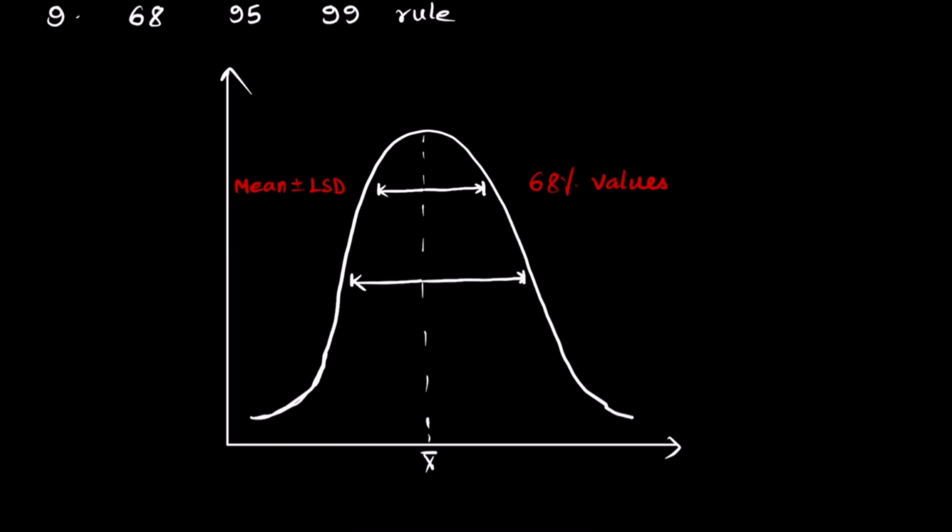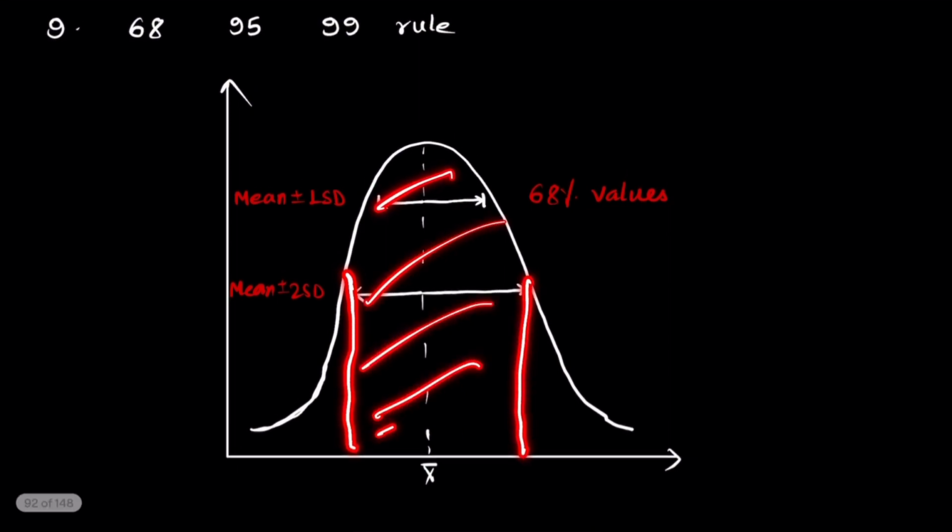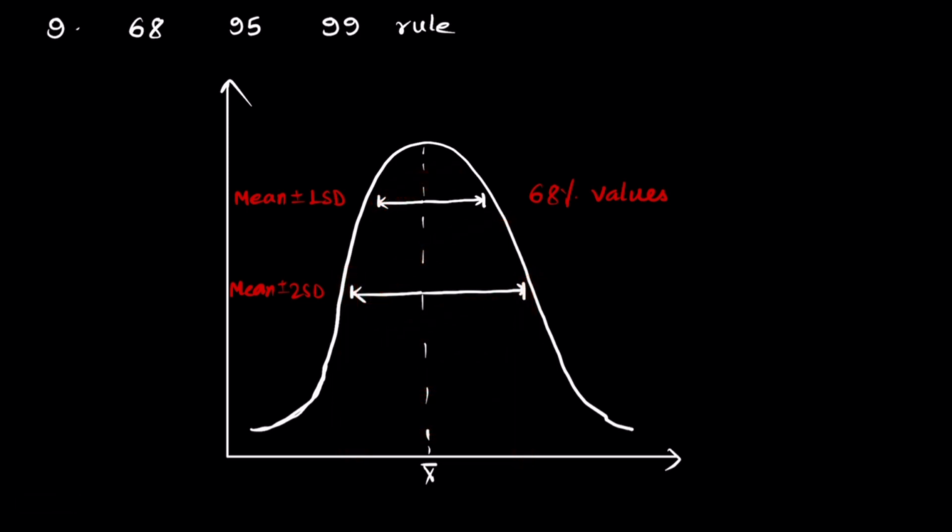Similarly, if you increase to 2 standard deviations to the right and to the left of the graph from the mean, so you have mean plus minus 2 standard deviation, that much of the graph is going to incorporate 95% of the total values.